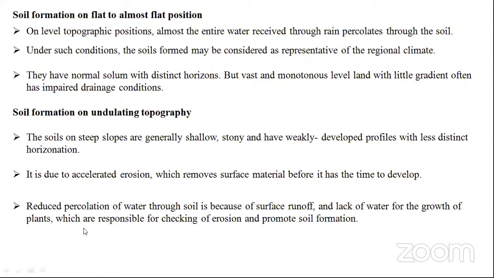So here we have to check the erosion and promote the soil formation to avoid all these problems. To improve the soil condition, we want to go for contour bunding. We have to check the soil erosion. We have to build some contour bunds to avoid the soil erosion, and also we have to grow some grassy vegetation on the hill area. Then only can we reduce the runoff and save some nature in the undulating topography.